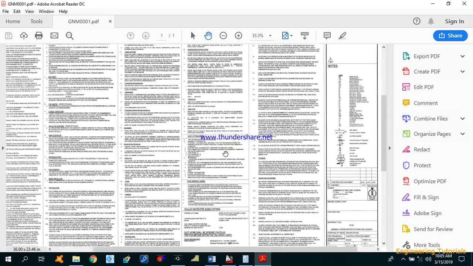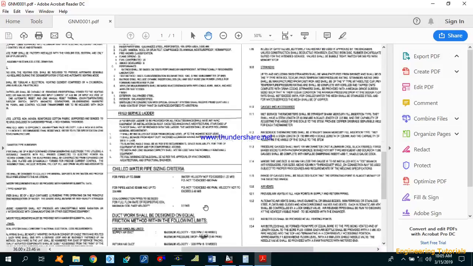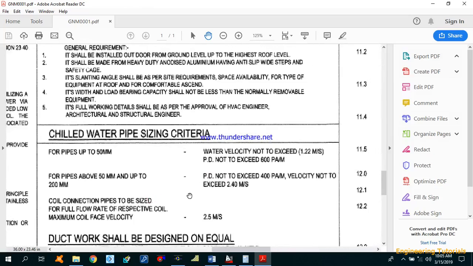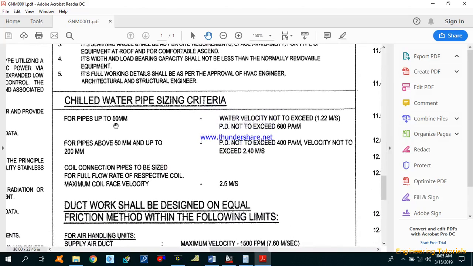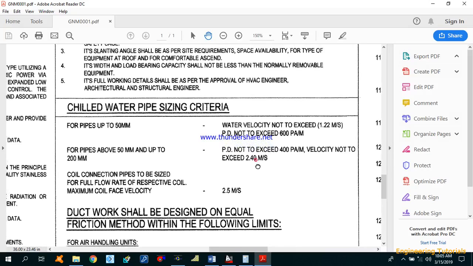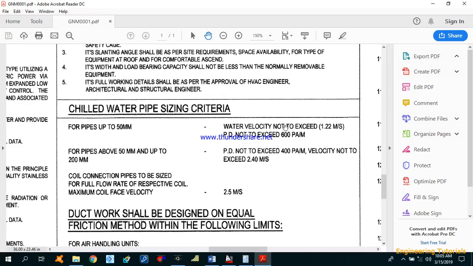These are the general mechanical notes. You have to open this and see what pipe sizing criteria is mentioned. As you can see, for pipe sizes up to 50 mm, the velocity of the water should not exceed 1.22 meters per second, and the pressure drop should not exceed 600 pascals per meter. For pipe sizes from 50 mm up to 200 mm, the pressure drop should not exceed 400 pascals per meter and velocity should not exceed 2.4 meters per second. This is our limitation for water pipe sizing, as seen from our general mechanical notes, and we are going to do the pipe sizing as per this limitation.